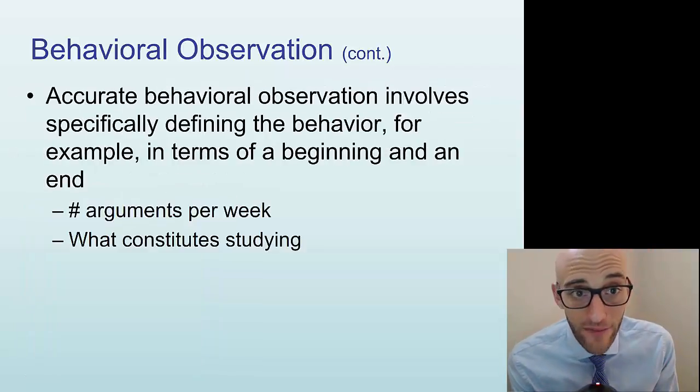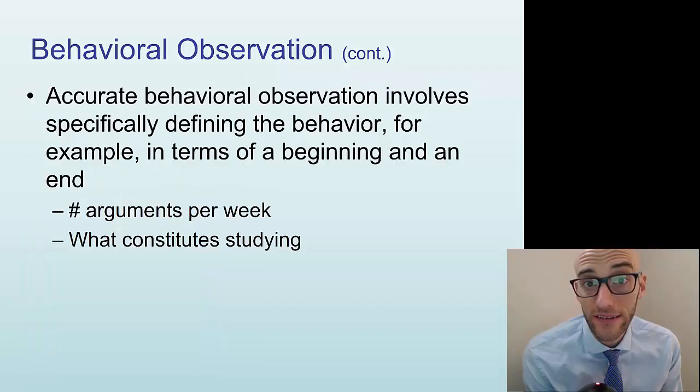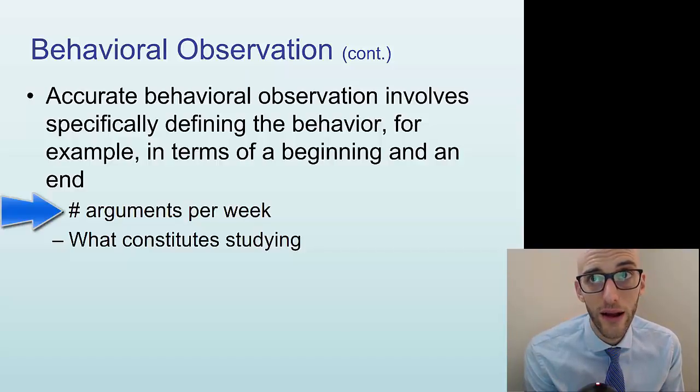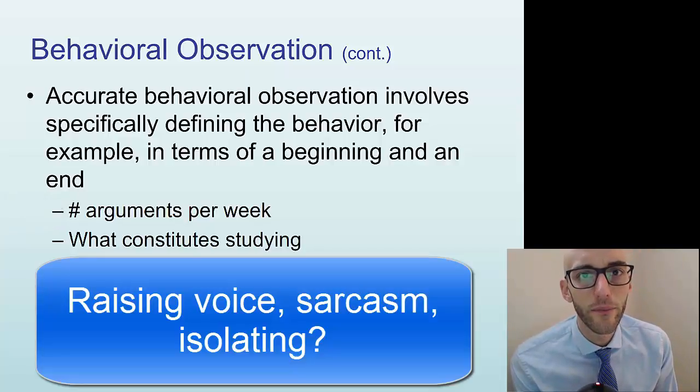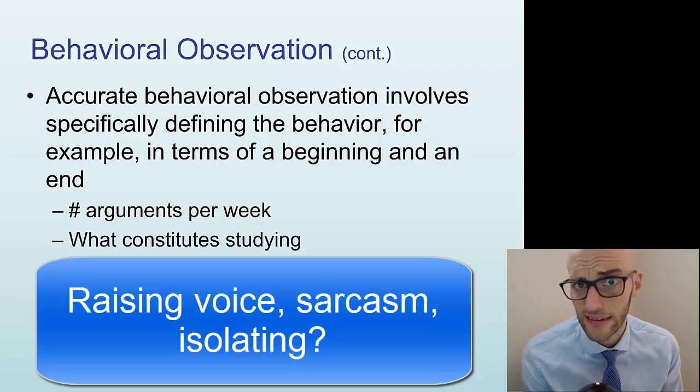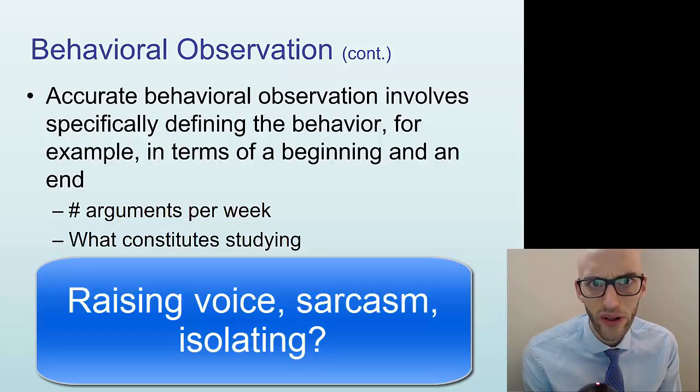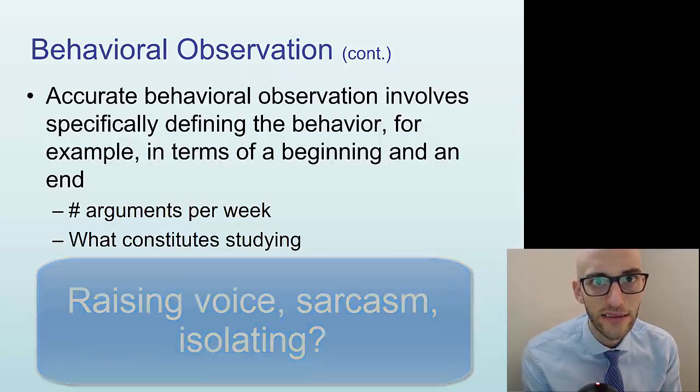So in order to get accurate and valid results, we have to first define or specify the behavior as best as we can in terms of a beginning and an end. So some examples could be number of arguments per week. So what exactly is an argument? Is it raising voice? Is it screaming? Is there a difference between an argument and a disagreement? Certainly, we would have to spend a good amount of time defining what exactly constitutes an argument, which is a little bit more difficult than some things in the natural sciences.